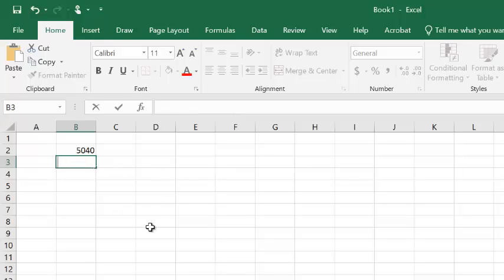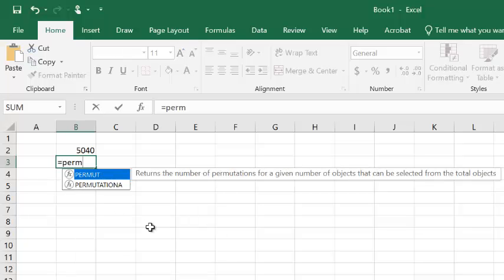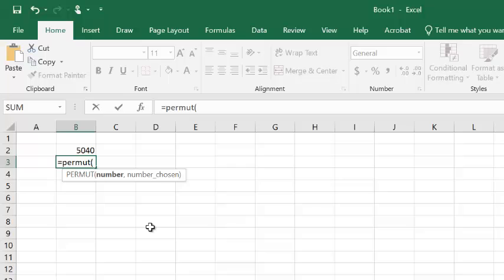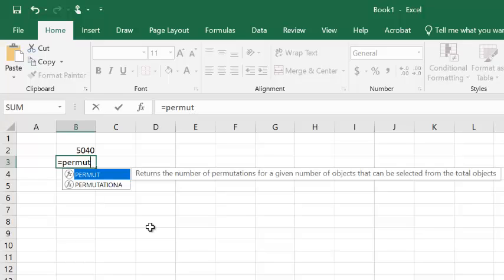All right, and then for permutation, it is equals permute, no e, open the parentheses, and again, the larger number comes first, and then the smaller number comes second.